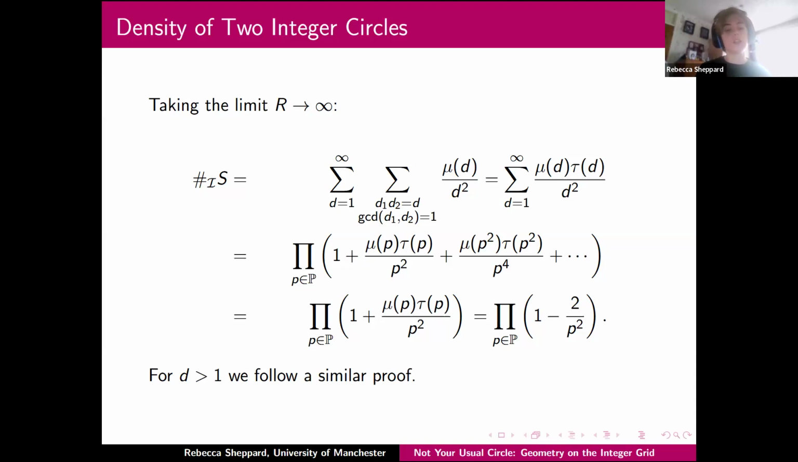Now for d larger than 1, we follow a similar proof. When I went through it, we considered it for prime numbers. Then we considered it for powers. Then we showed that it's the same for powers of prime. And then rather than showing it explicitly for composite numbers, we showed that d was multiplicative based on some of the properties of divisors.